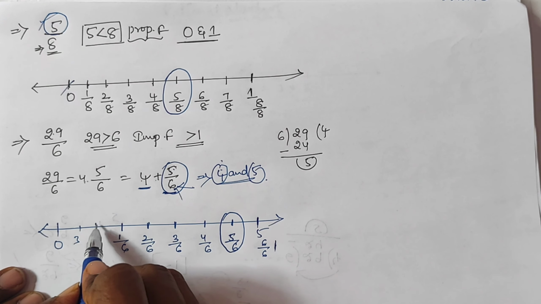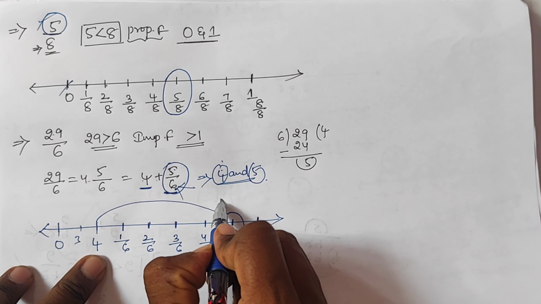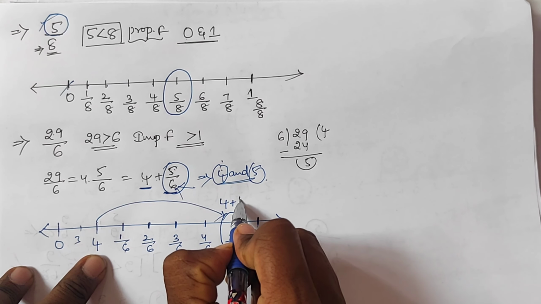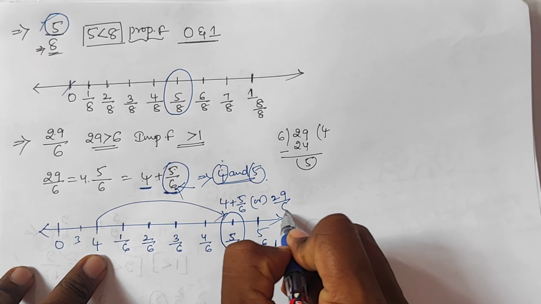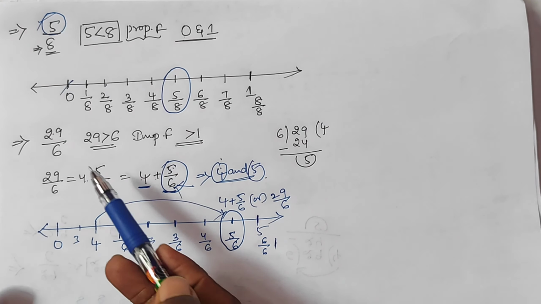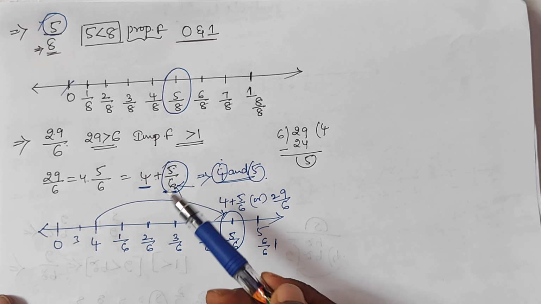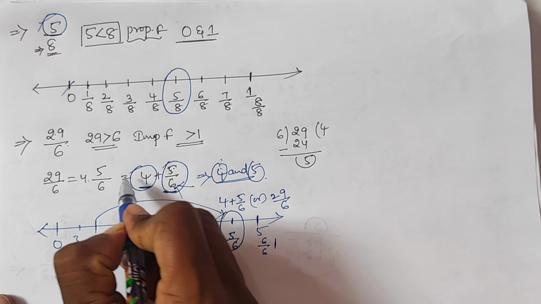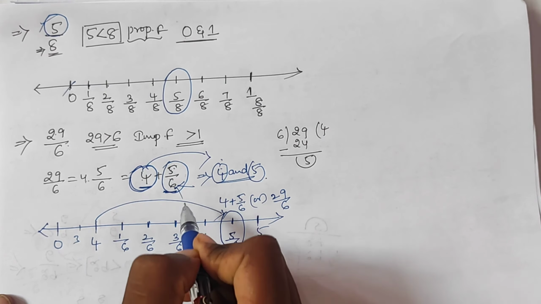Okay? This value indicates 4 plus 5 by 6, or 29 by 6. When given an improper fraction, we have to convert it into a mixed fraction first. Then it will lie between two values. Here we got 4, and the next number is compulsorily 5. It lies between 4 and 5, dividing into equal parts.